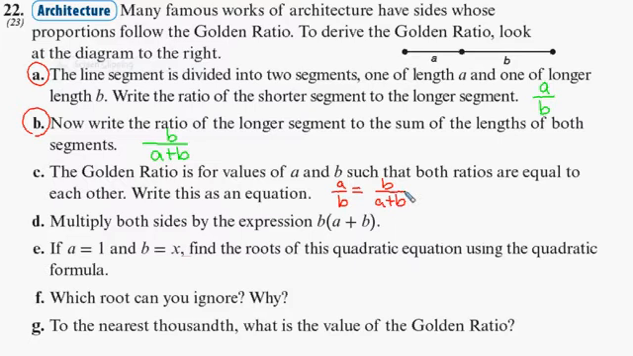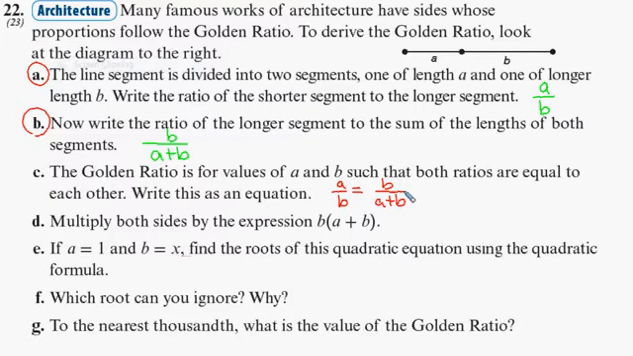Be sure that as you're doing this, you're numbering each of these, you're answering each of these separately. And you're probably wanting to do this on a separate sheet of paper. No problem. Now it says multiply both sides by the expression B times the quantity A plus B. So I'm just going to do that on a separate sheet of paper.